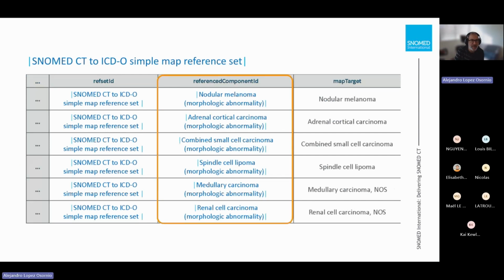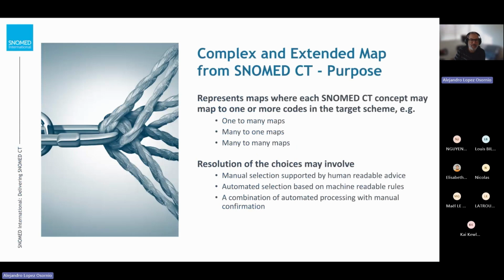The thing that you are mapping is the source of the map, because in this case, it's a map to ICDO. So the reference and component ID plays the role of the source, and the target is in the different terminology, ICDO terminology. Then we have the other type of maps, which is the complex and extended map from SNOMED CT that gives you more freedom about how you can link the different terminologies.